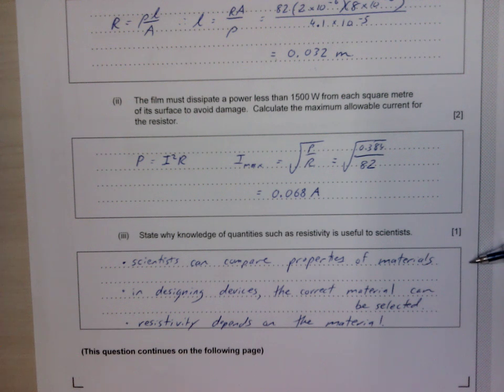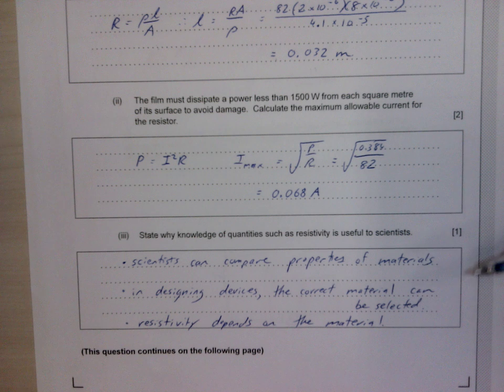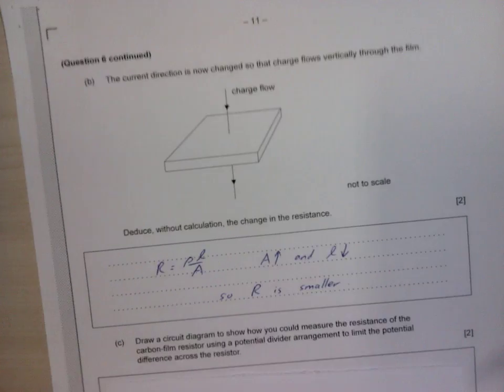Part 3 seems to be more of a nature of science type of question, just asking why resistivity is useful. These are the 3 different answers that are in the mark scheme. I would say you would probably go to the idea of it being used in designing components and that it's useful for that, which I've written as the middle one, but the other 2 options are also good. We move on to part B.